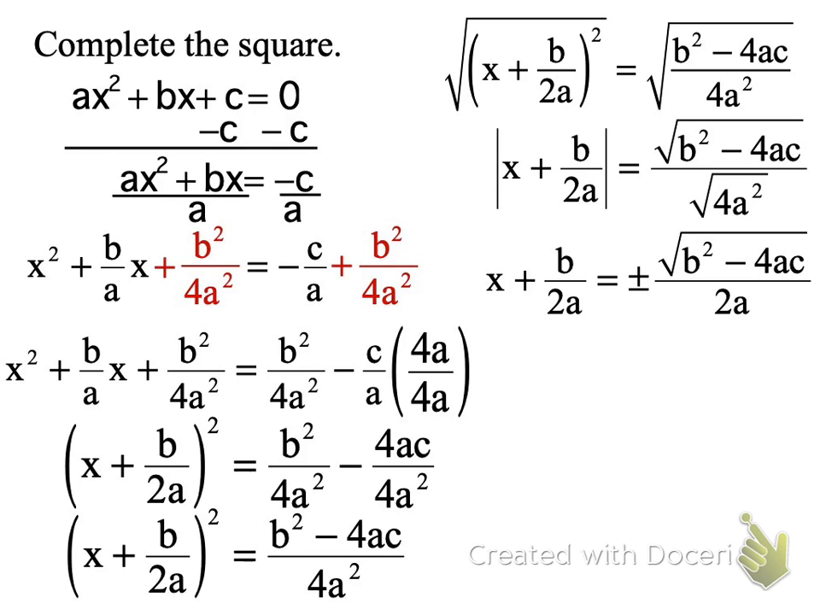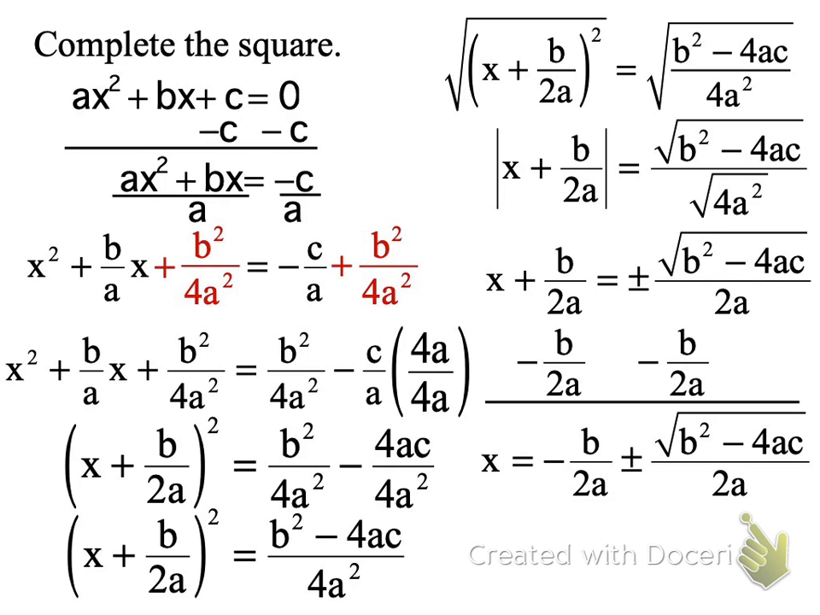And then what am I going to do? Subtract b over 2a from both sides. And then aren't we left with negative b over 2a plus or minus the square root of b squared minus 4ac all over 2a? Doesn't that really equal x equals negative b plus or minus the square root of b squared minus 4ac all over 2a? So what you've just done is derive the quadratic formula by completing the square. I don't want you to memorize it. I want you to know how to complete the square. If you know how to complete the square, you can derive the quadratic formula.